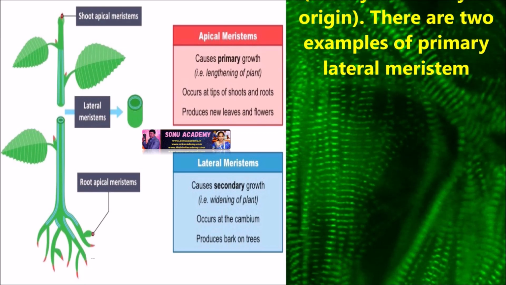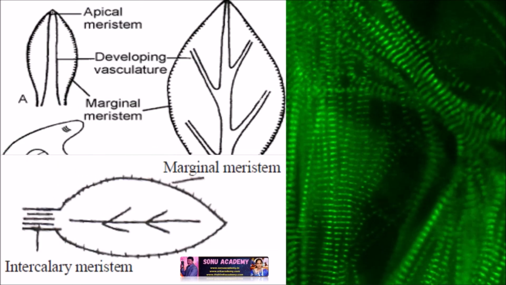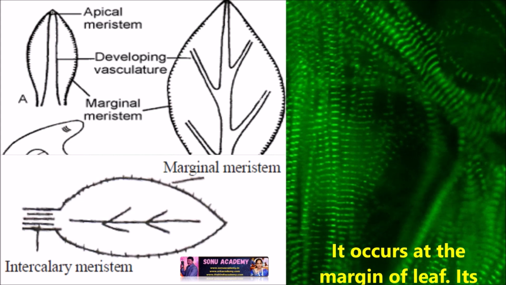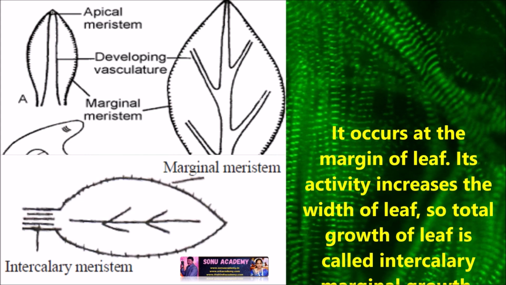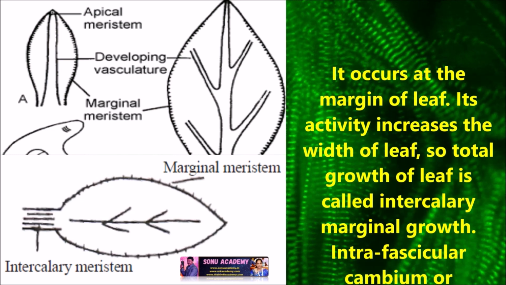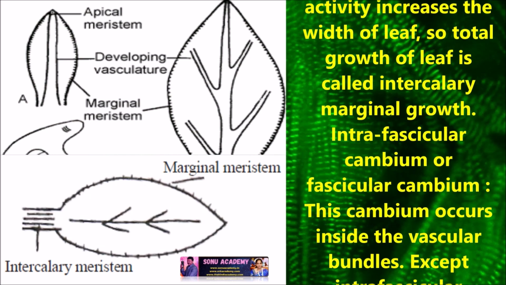There are two examples of primary lateral meristem. One is marginal meristem. It occurs at the margin of the leaf. Its activity increases the width of the leaf. So total growth of a leaf is called intercalary marginal growth.